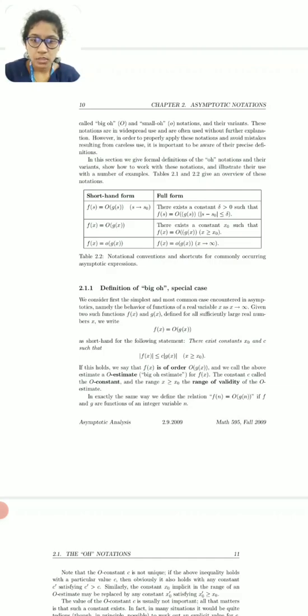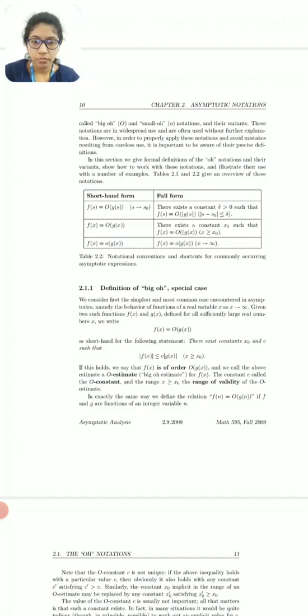Specific case. We consider first the simplest and most common case in asymptotics, namely the behavior for functions of a real variable x as x tends to infinity. Given two such functions f(x) and g(x) defined for all sufficiently large real numbers x, we write f(x) = O(g(x)) as shorthand for the following statement: there exist constants x naught and c such that |f(x)| is at most c times |g(x)| for all x greater than x naught. If this holds, we say that f(x) is of order g(x). We call the above estimates O estimates, and the constant c and the range x greater than x naught the range of validity of the O estimates.